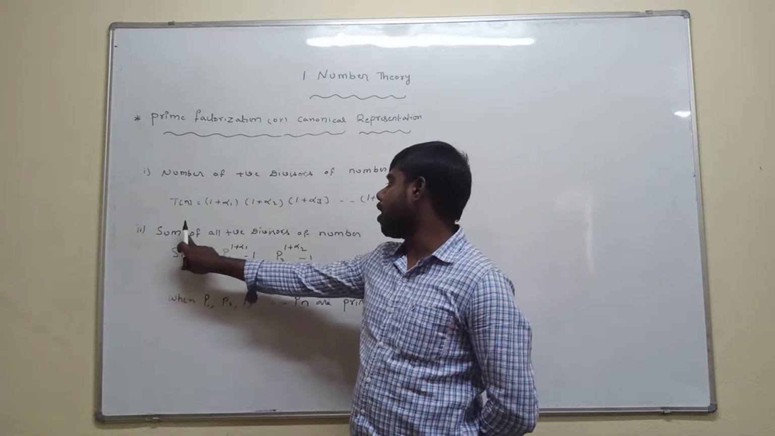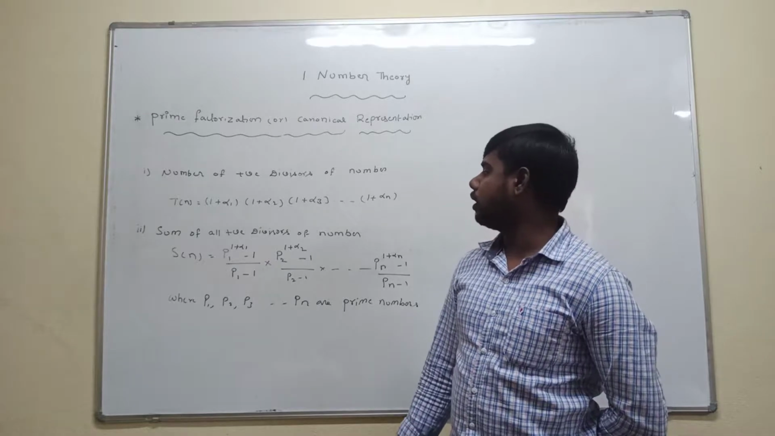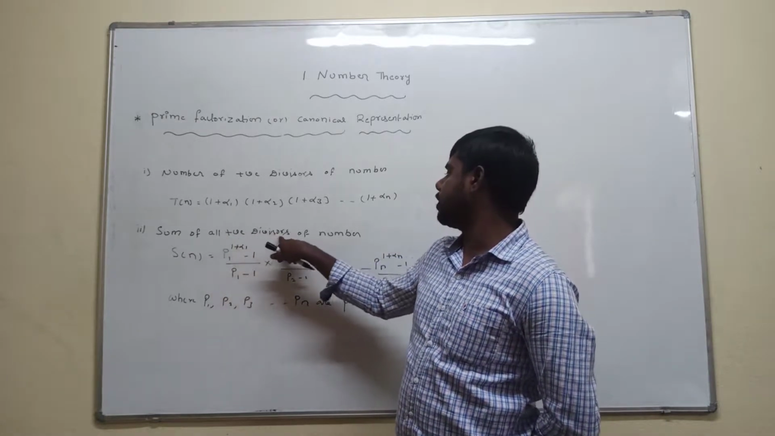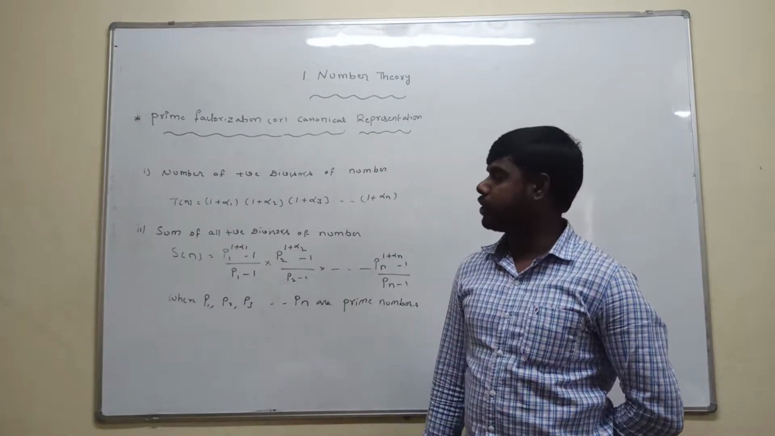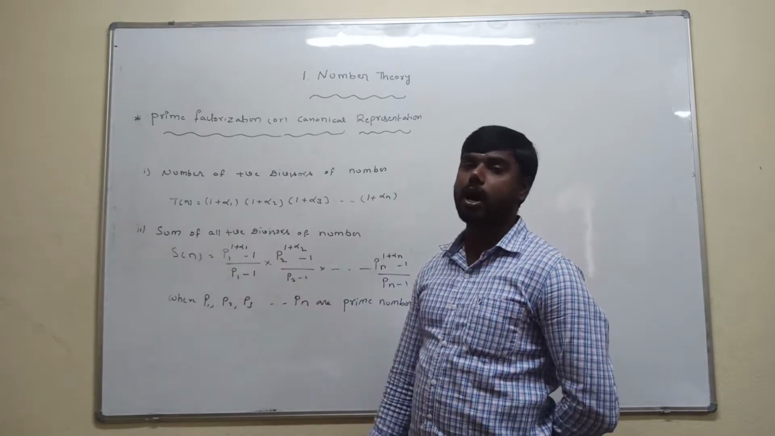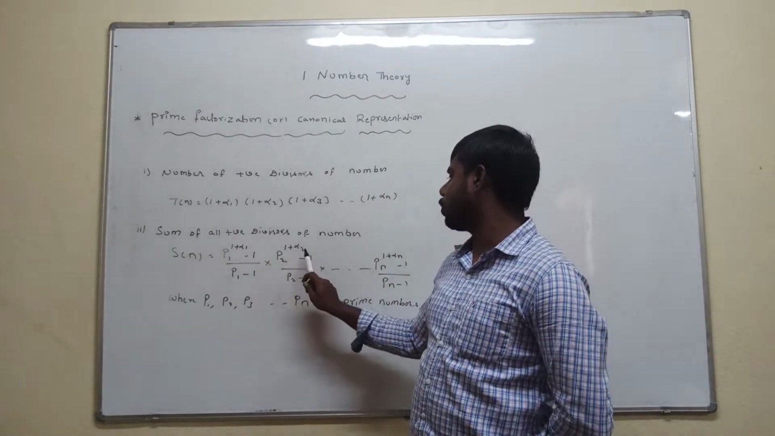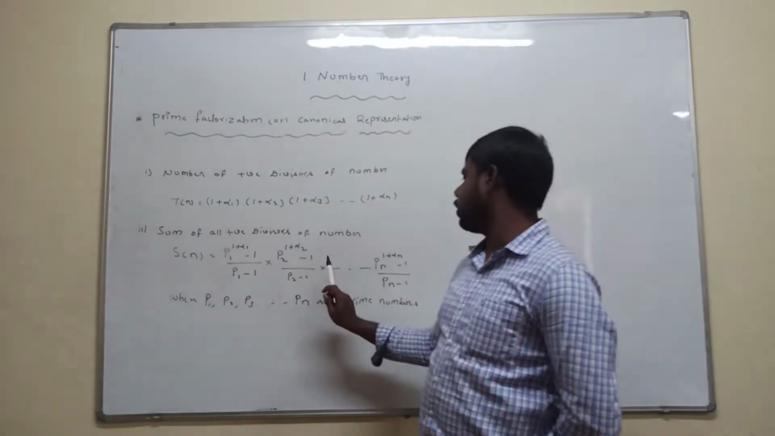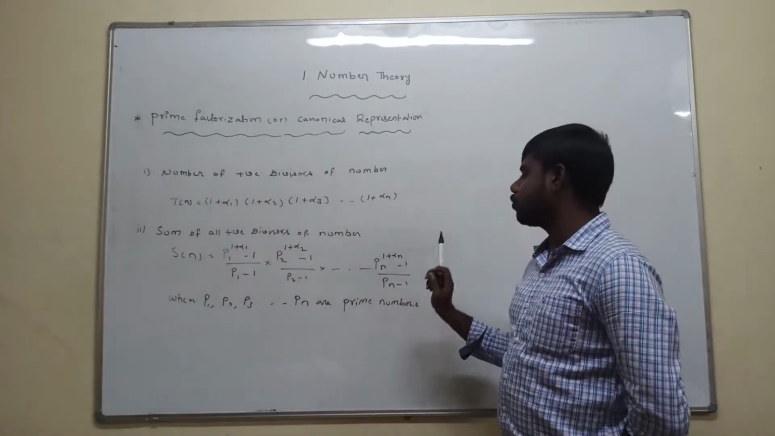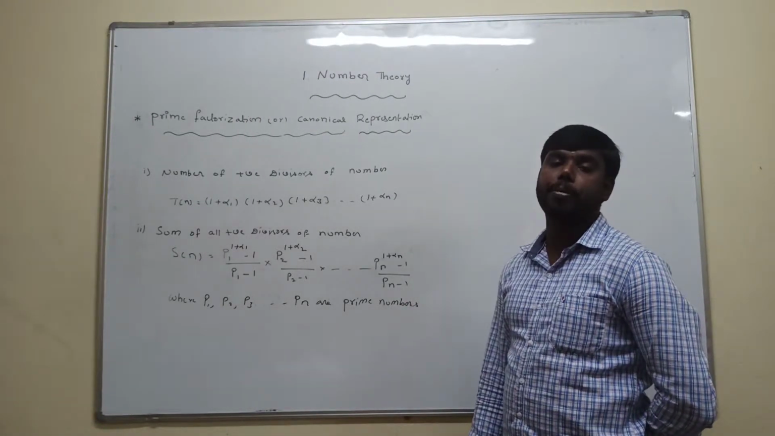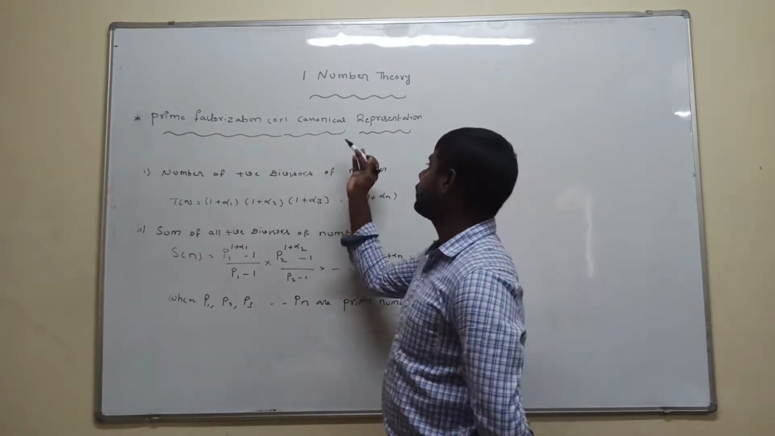The second method is the sum of all positive divisors of a number, which can be represented as S of n. S of n is equal to P1 power (1 plus alpha 1) minus 1, divided by P1 minus 1, into P2 power (1 plus alpha 2) minus 1, divided by P2 minus 1, and so on, up to Pn power (1 plus alpha n) minus 1, divided by Pn minus 1. Here P1, P2, up to Pn are all prime numbers. So this is the representation by canonical form.